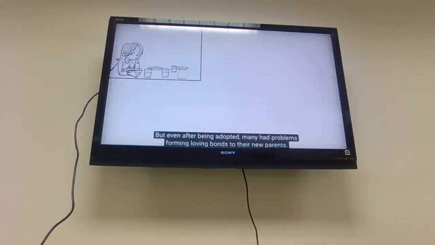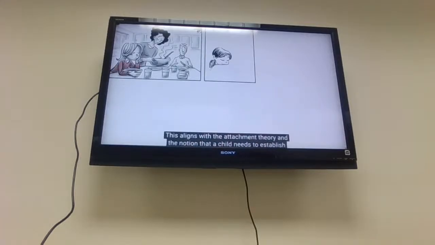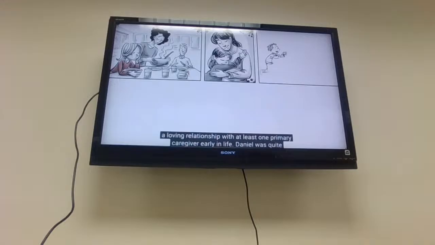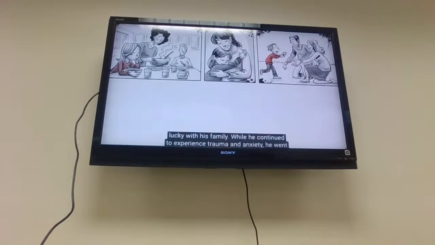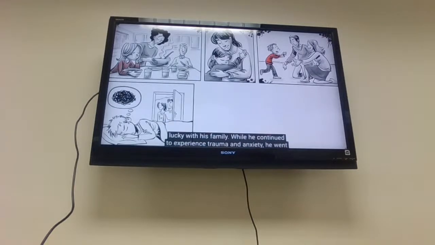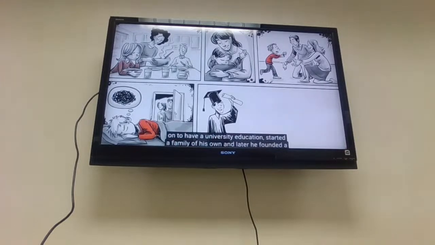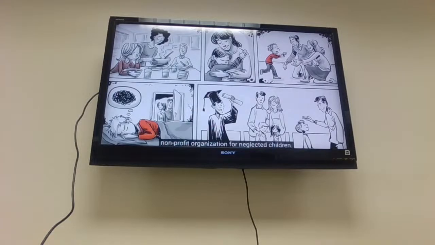But even after being adopted, many had problems forming loving bonds to their new parents. This aligns with the attachment theory and the notion that a child needs to establish a loving relationship with at least one primary caregiver early in life. Daniel was quite lucky with his family. While he continued to experience trauma and anxiety, he went on to have a university education, started a family of his own, and later he founded a non-profit organization for neglected children.